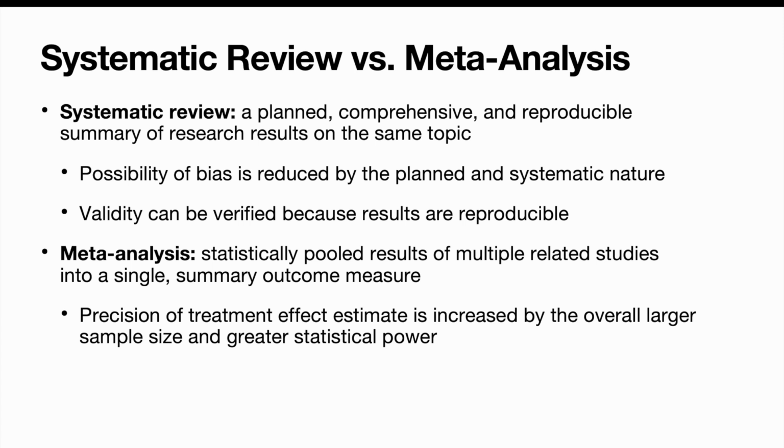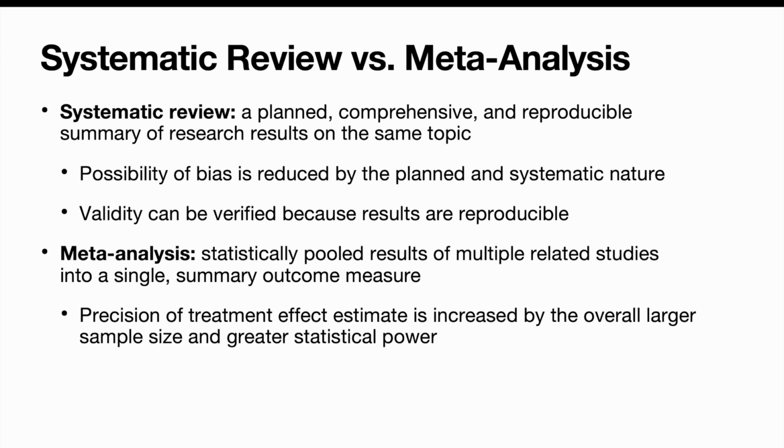A systematic review is a planned, comprehensive, and reproducible summary of the research results on the same topic. Advantages to looking at a systematic review versus just a single study are that the possibility of bias is reduced by the planned and systematic nature, and validity can be verified because the results are reproducible.